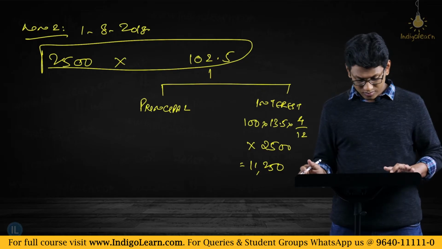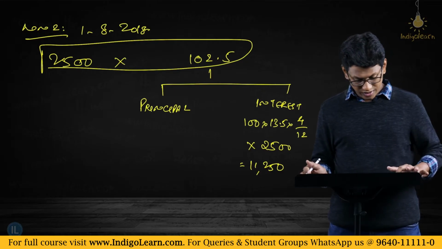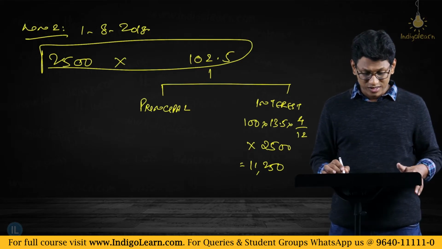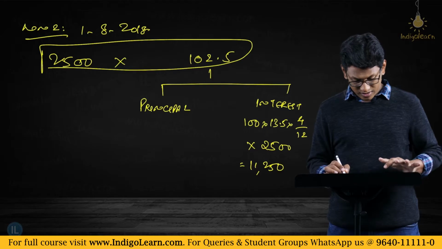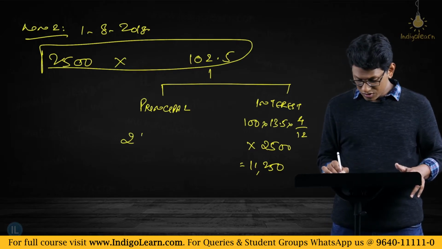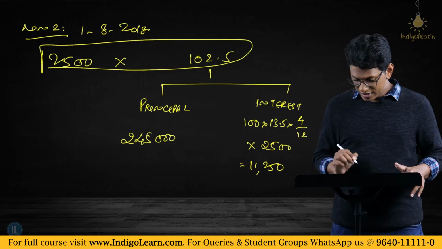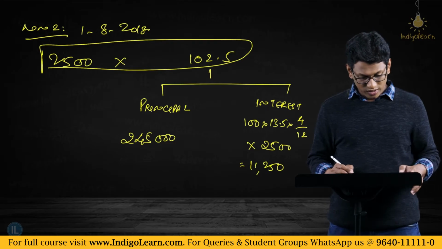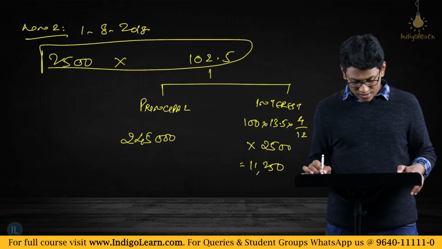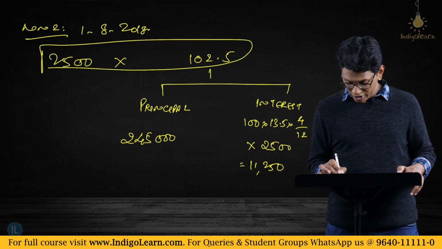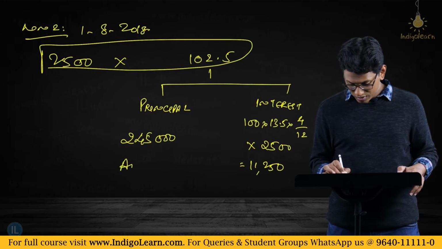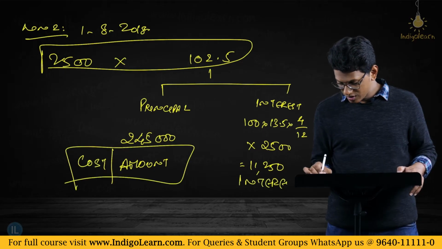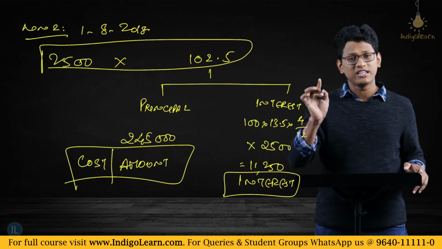Now come to the principal. 2,500 into 102.5, which is 2,56,250, minus 11,250, which is 2,45,000. That is the principal column. Alright, so now we have clarity on what the principal column is. So this is 2,45,000, which is amount. As I said, it's basically cost, or you can call it amount. This is going into the interest column in the ledger.